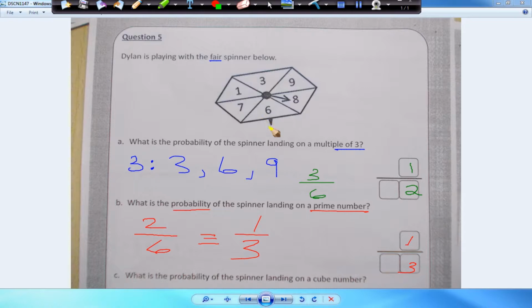Right, cube numbers are numbers like 1 times 1 times 1 is 1. 1 is a cube number. 2 times 2 times 2 is 8. That's a cube number. Are there any more cube numbers there? No. How many cube numbers do we have? 2 out of 6, which is similarly 1 out of 3. The same answer? Yes. So B and C share the same answer.